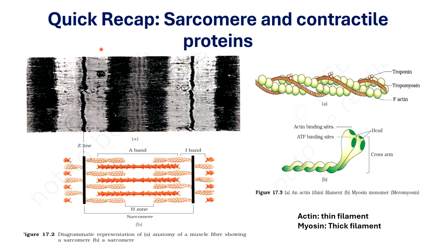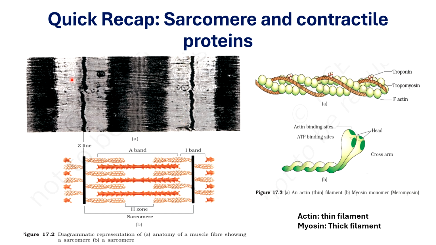Let us now have a quick recap about the structure of the sarcomere and the contractile proteins, which is the prerequisite before going to the sliding filament theory. Now, the sarcomere is also called the functional unit of muscle contraction. It is the region of the myofibril that lies between the two Z lines.